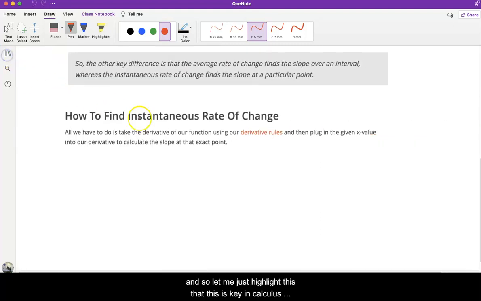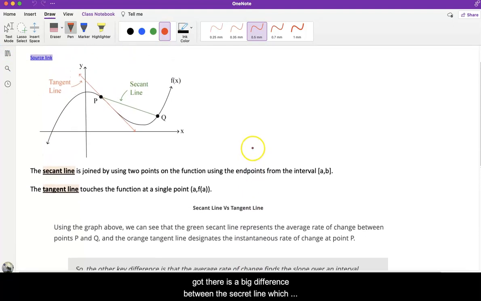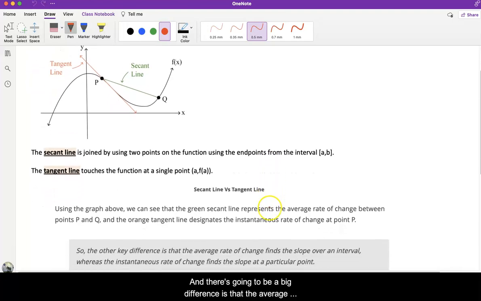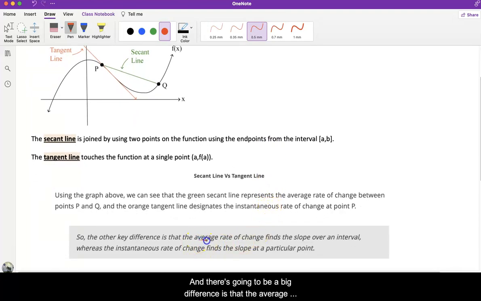And so let me just highlight this, that this is key in calculus, that there is a big difference between the secant line, which connects 2 points on a curve using the endpoints on some interval. However, the tangent line touches the curve at a single point. And there's going to be a big difference, is that the average rate of change finds the slope over an interval, whereas the instantaneous rate of change finds the slope at a particular point. And this is going to be key on our calculus journey.